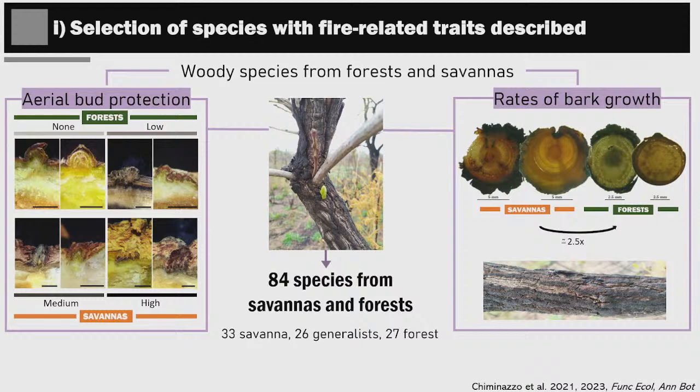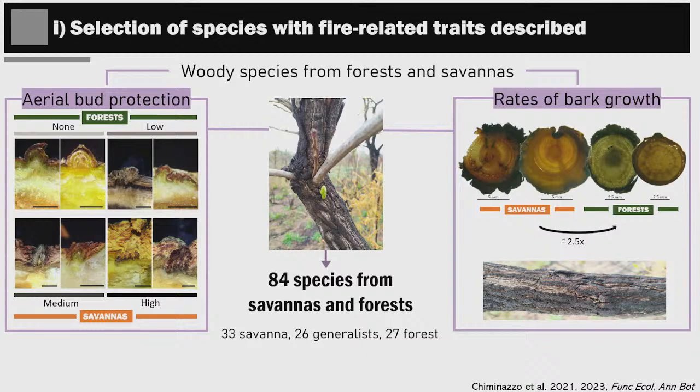And we choose two very important traits found in wood species from savannas that allow them to survive fire, which was recently related to communal assembly across vegetation types from the Atlantic rainforest and from the Cerrado. So specifically, we've been looking at their aerial bud protection and to the rates of bark growth, because together these two traits are responsible for allowing species to resprout new branches after fire disturbance.